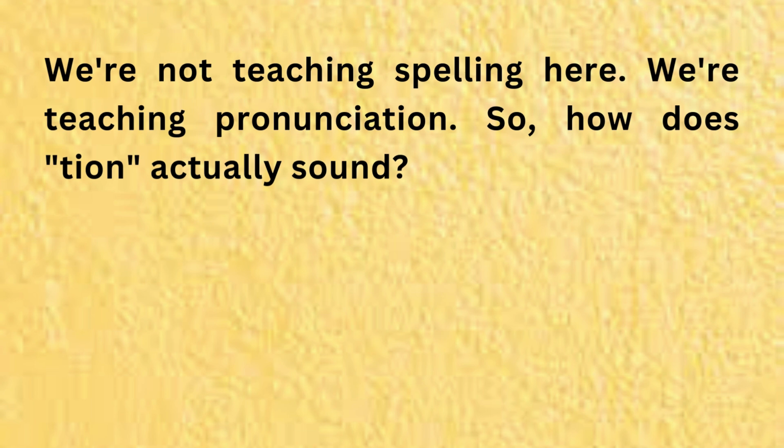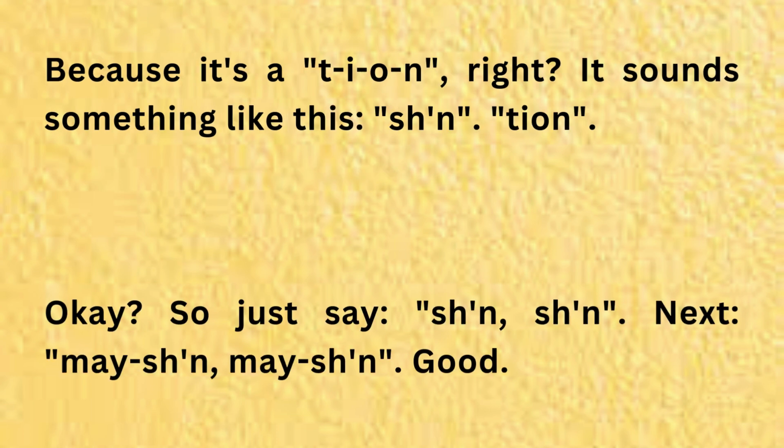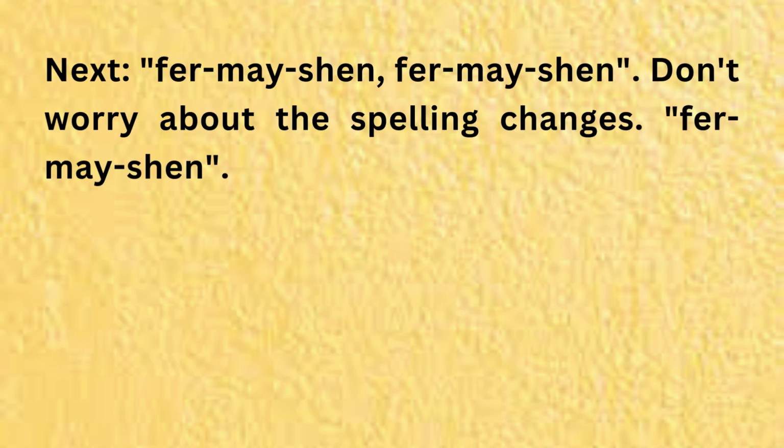We're not teaching spelling here. We're teaching pronunciation. So, how does tion actually sound? Because it's spelled T-I-O-N, right? It sounds something like this, shin. Okay? So just say shin, shin. Next, mation, mation. Good. Next. Formation, formation. Don't worry about the spelling changes.